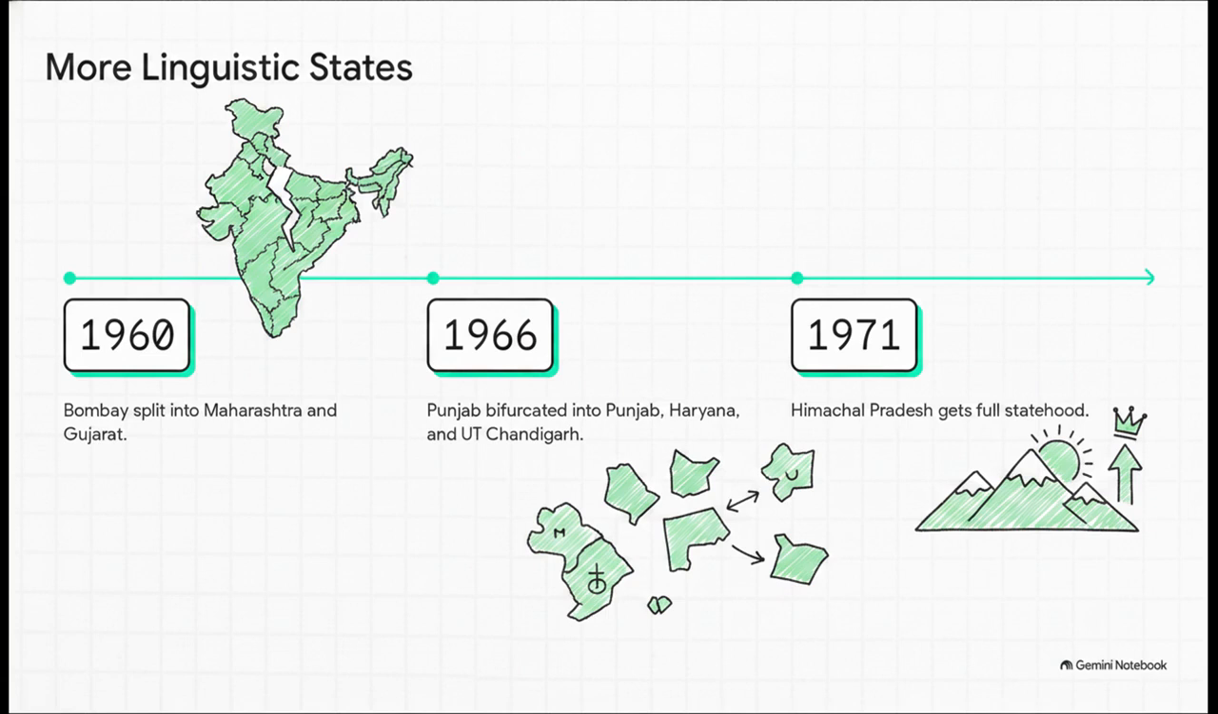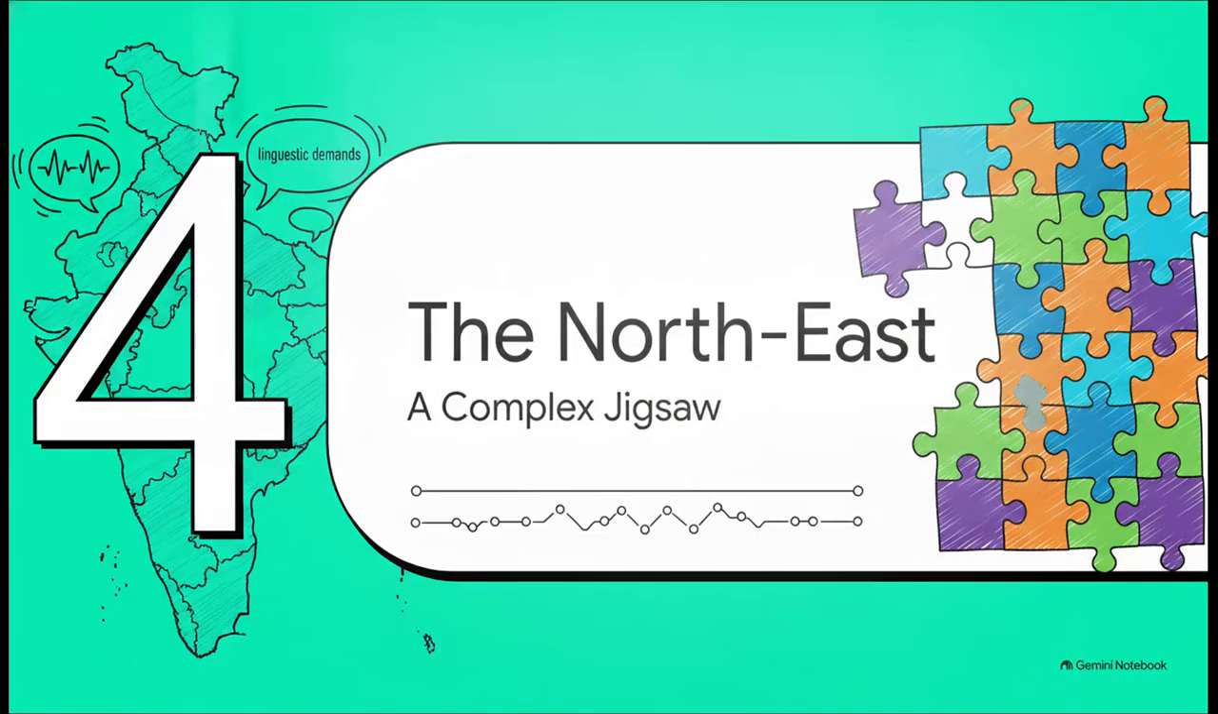Fast forward a bit, and following intense protests, Punjab was reorganized in 1966, carving out the Hindi-speaking state of Haryana and the Union Territory of Chandigarh. Meanwhile, the nearby hilly region of Himachal Pradesh eventually earned full statehood by 1971.